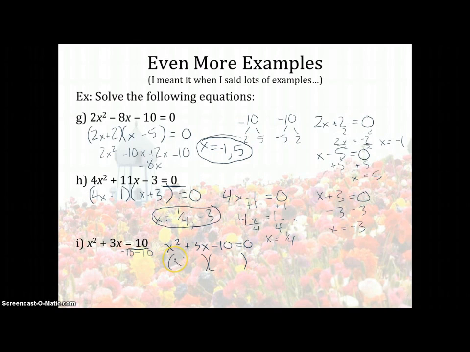This one I also know factors to x minus 2 and x plus 5. Again, if you'd like to verify that, you can check it at home. Now we need to do x minus 2 is equal to 0, which brings us to x is equal to 2, and then x plus 5 is equal to 0, which by adding 5 to both, or subtracting 5 from both sides, is going to give us x is equal to -5. So our answers for this problem are x is equal to 2 and -5.